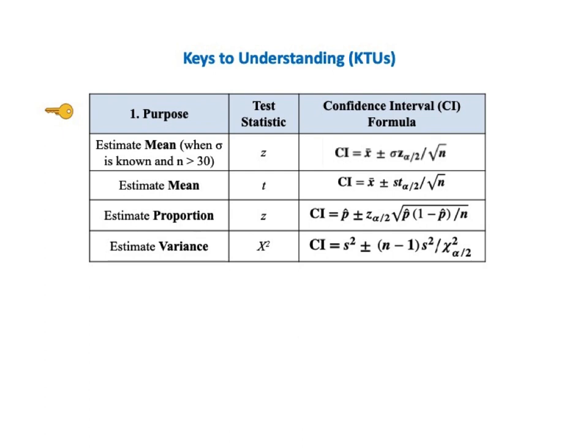Here is the first key to understanding. Normally, a KTU is a statement, and the other KTUs in this video are statements. But here we need to provide the purpose of the test and the confidence interval formulas for 4 different test statistics. So a table like this one is a good way to organize this information. It shows the formulas for estimating the mean, the proportion, and the variance using the test statistics Z, T, and chi-squared.